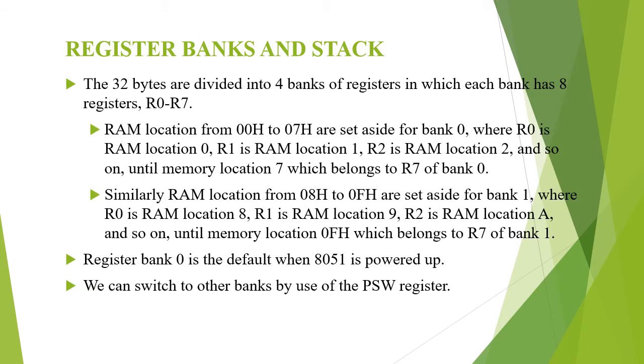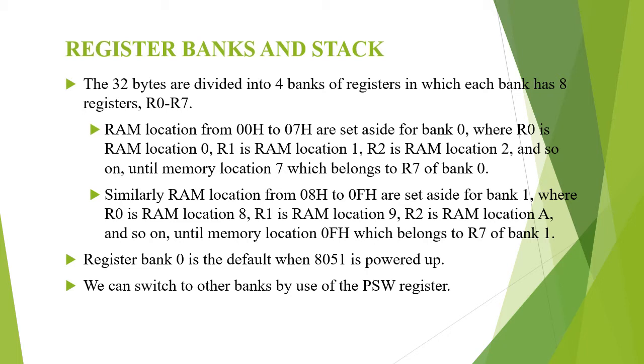The 32 bytes are divided into 4 banks of registers. In each bank there are 8 registers named R0 to R7. So RAM location 00H to 07H is set aside for bank 0, where R0 of bank 0 is RAM location 0 and R1 is in RAM location 01, R2 in RAM location 02 and so on until memory location 07 belongs to R7 of bank 0.